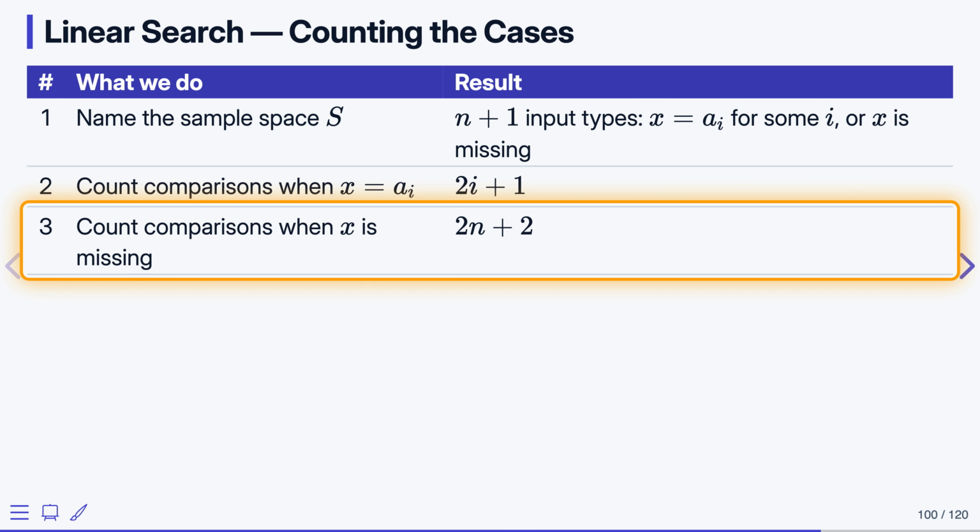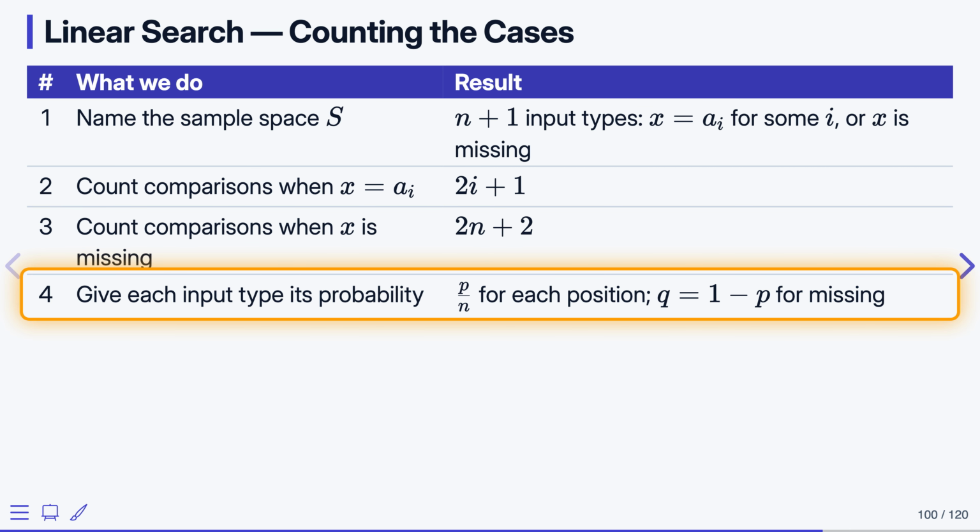Step 4. Now the probabilities. The chance x is in the list is p, and inside the list every position is equally likely, so each position gets p over n. The chance x is missing is q, which is 1 minus p.